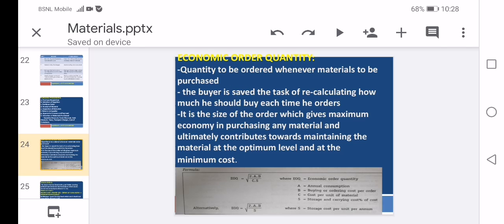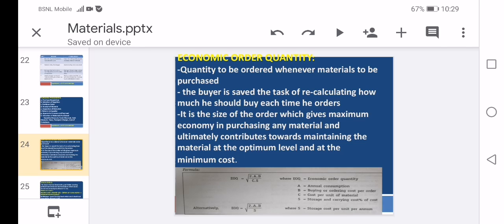The next and very important technique in the materials management is economic order quantity, popularly known as EOQ, economic order quantity. This is the quantity to be ordered whenever material is to be purchased. Every time material is required we purchase, but what is the quantity to be purchased? That is a question mark.